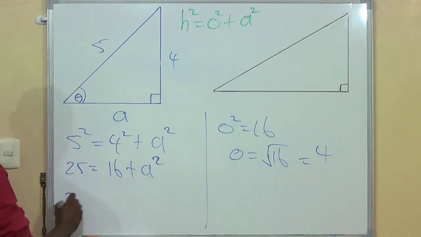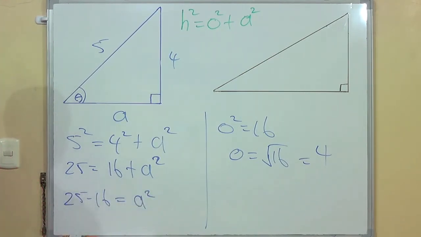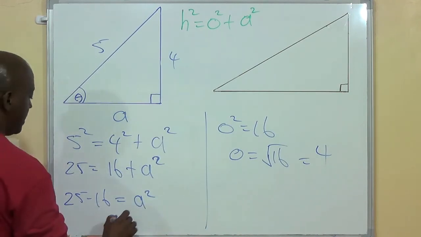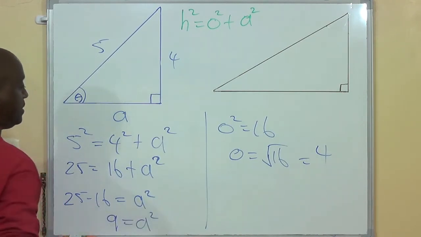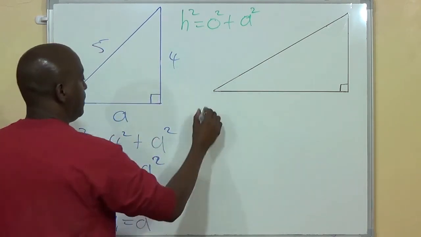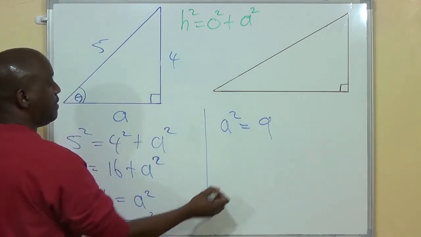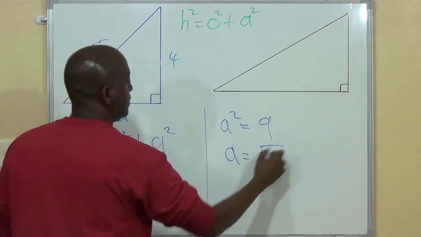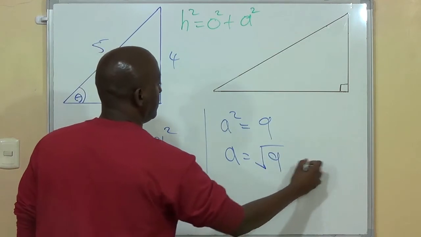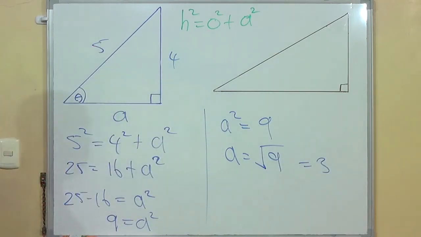25 minus 16 is equal to a squared, which is to say then that 9 is equal to a squared. So if a squared is equal to 9, then a is equal to the square root of 9, which is equal to 3, and we get back the 3 that we had there originally.